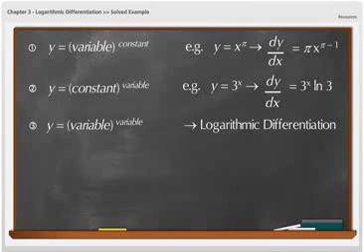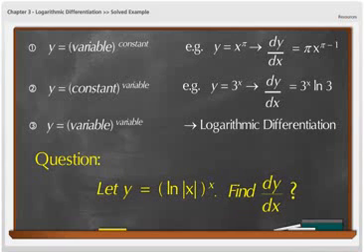An example that involves logarithmic differentiation is the following question. Let y be equal to ln of the absolute value of x, raised to the power x. The question is asking you to find dy over dx. This form of the expression is like our third type, so we need to use logarithmic differentiation in order to find the derivative.